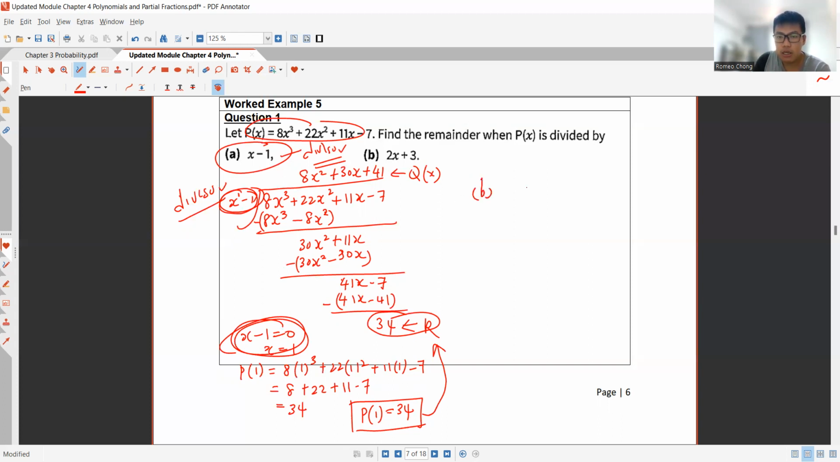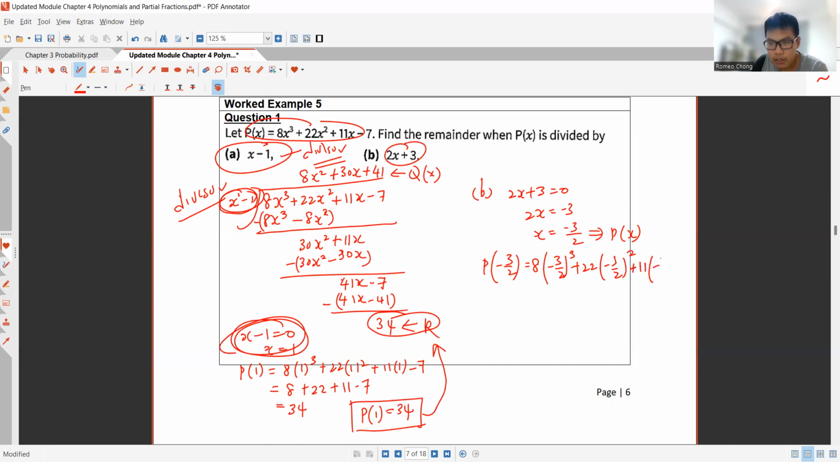So for B, if we have 2x plus 3 equal to 0, because this is the divisor now, my x will be equal to negative 3 over 2. So what I need to do is substitute this into your polynomial, which is the x value. Now I'm going to check p of negative 3 over 2, what will be the answer? So let's substitute. The first one is 8 times negative 3 over 2 cubed, plus 22 times negative 3 over 2 squared, plus 11 times negative 3 over 2, and then minus 7.